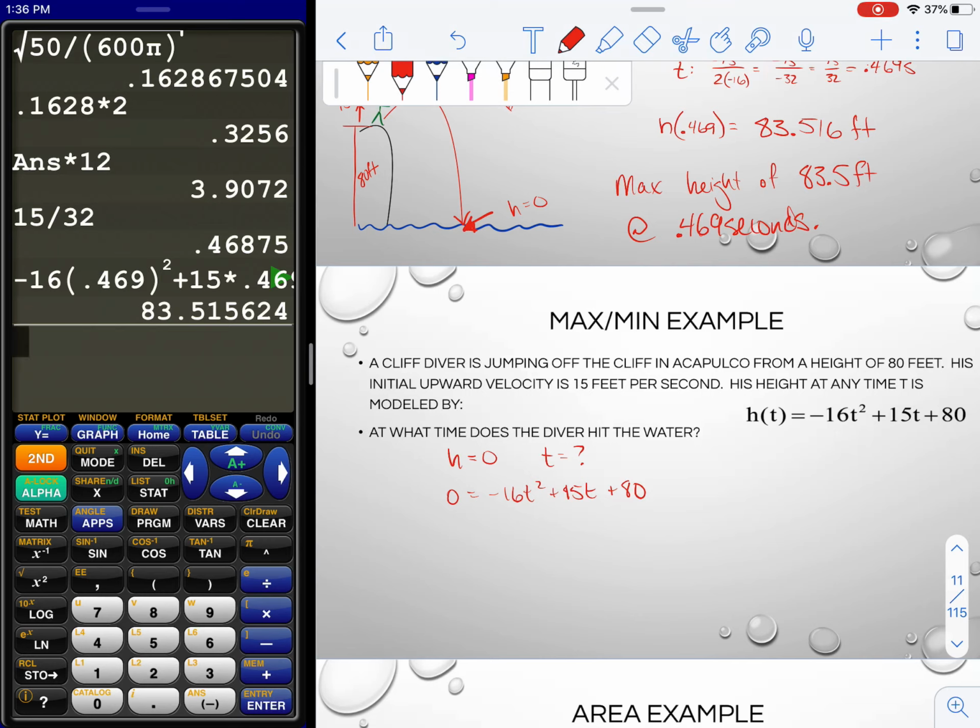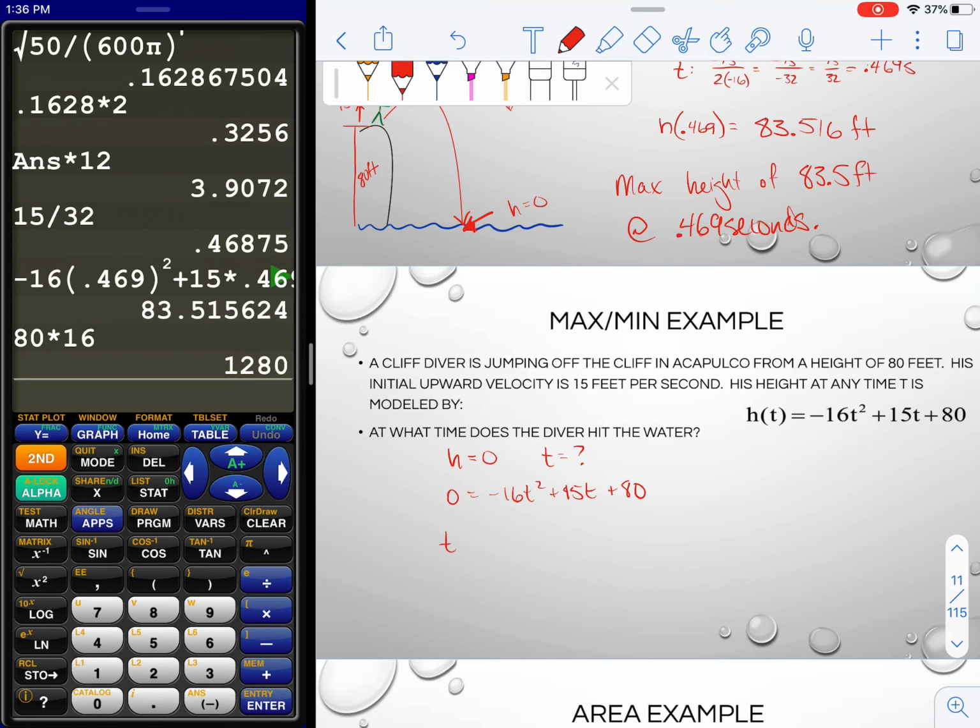I can look here and try and find a GCF. There isn't one, all right? At least nothing that's going to make it nice and easy. I can go through and attempt to solve this, a times c, and see if it factors. But in all honesty, 80 times 16, factors of negative 1280, I don't know them off the top of my head, and I'm not even 100% certain that there's going to be one that exactly equals 15.